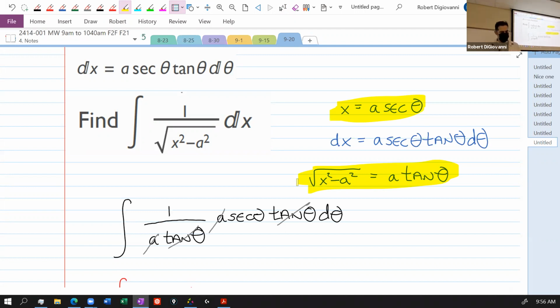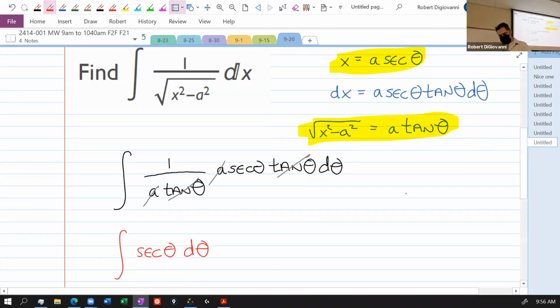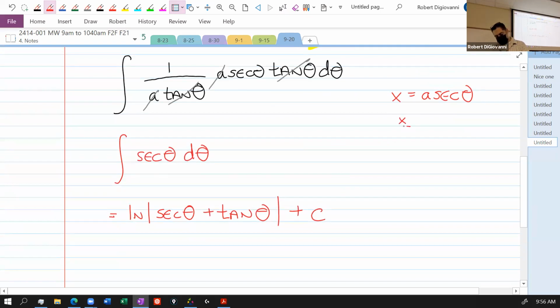I'm not going to do that. You could, that's fine. You'd be done already. I'm going to draw the triangle because there's no such thing as doing this too many times. So here we go. I divide both sides by A. By definition, secant is which side over which side?